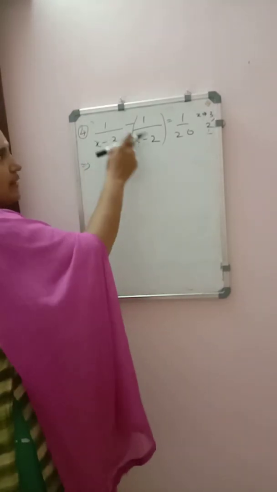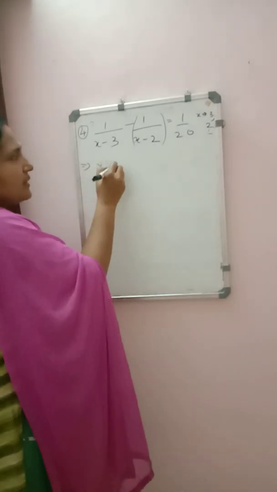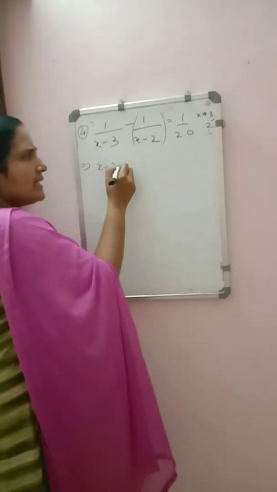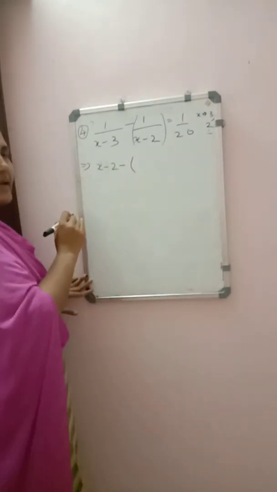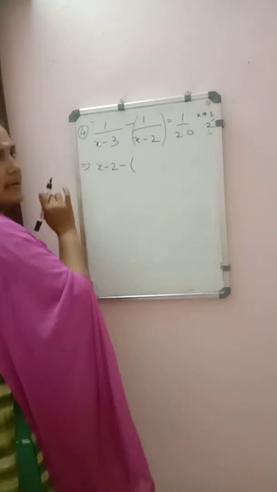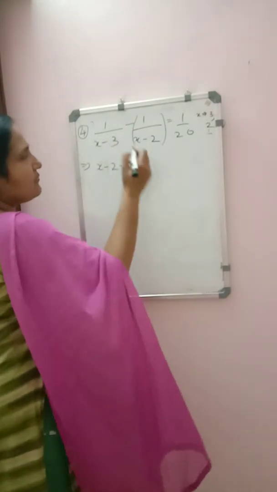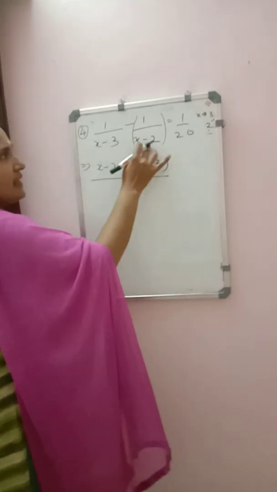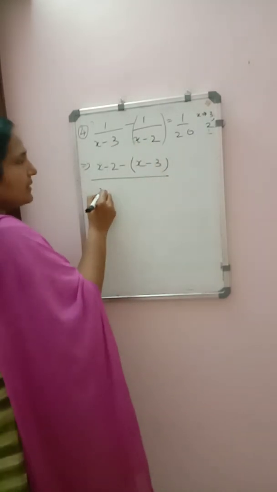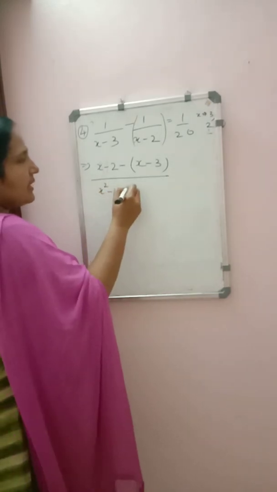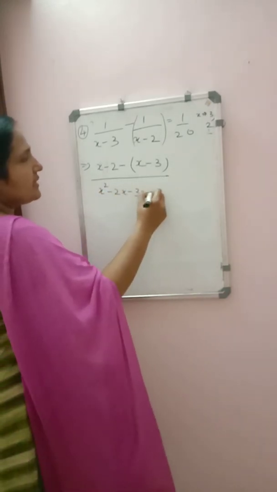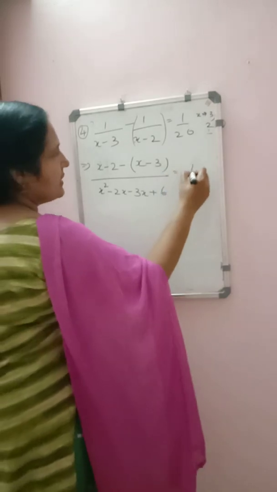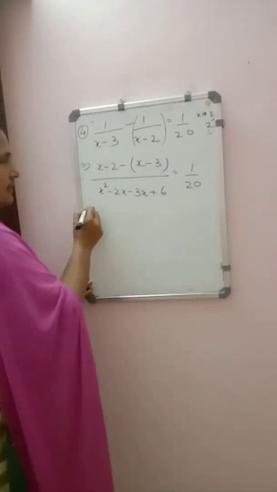x minus 2, 1 will get multiplied. So it will be equal to x minus 2. Minus sign is there. That's why put the bracket there. 1 will be multiplied by both the terms. So it will be equal to 1 into x, x minus 3 by, here we can do the multiplication. So it will be equal to x square minus 2x minus 3x plus 6 equals 1 by 20.